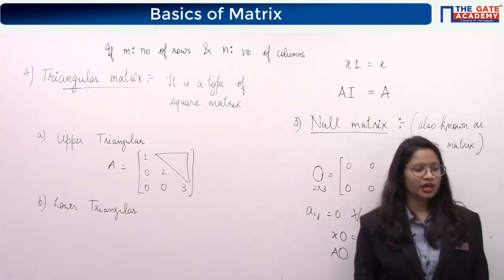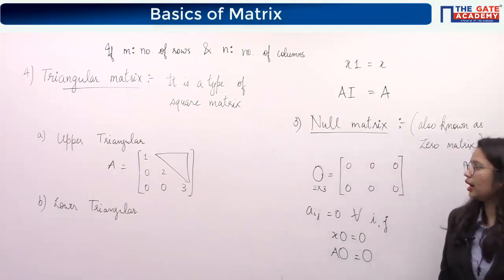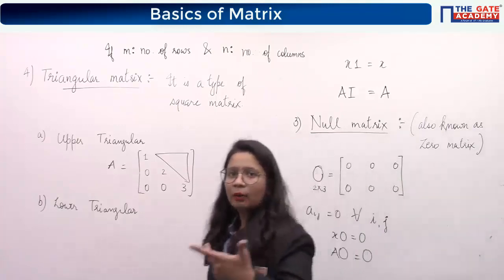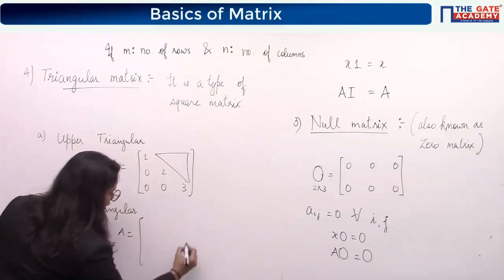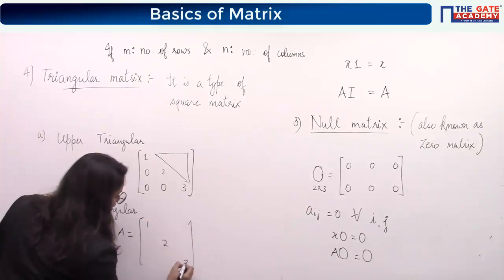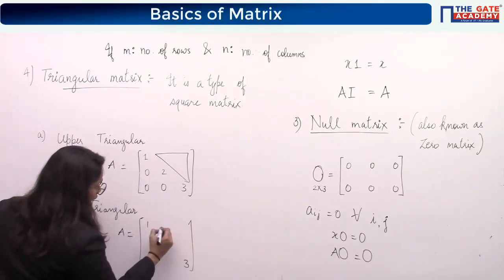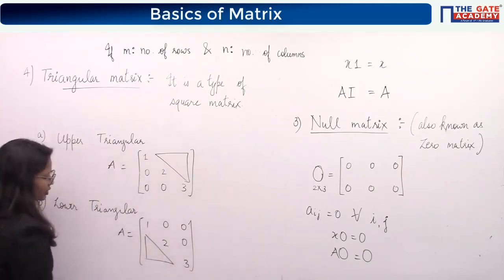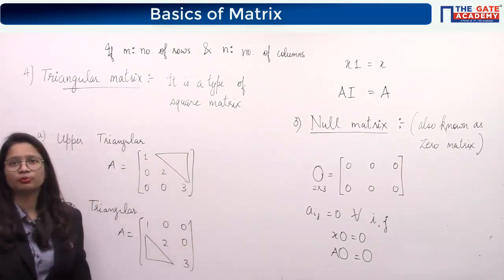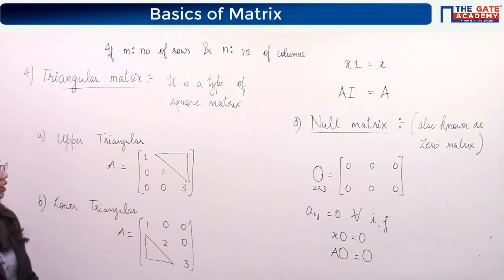It is the one in which the elements below the leading diagonal are 0, and similarly the lower one is just the opposite of this. This is the diagonal, and above the diagonal there should be all elements at 0. We do not care what is happening here, but above that there should be all zeros. Okay, so write down the definition from the slide.